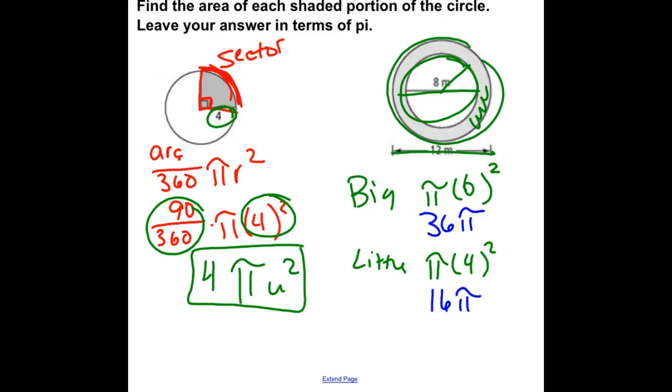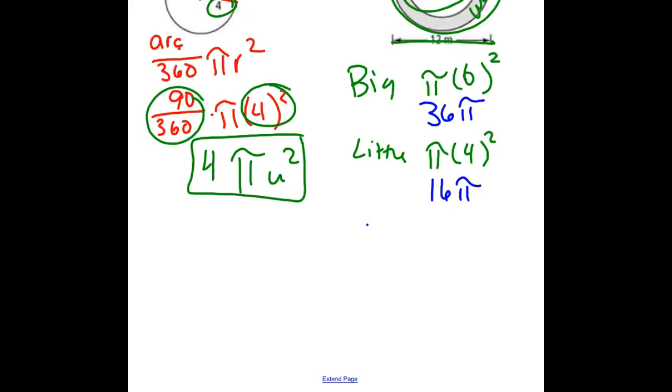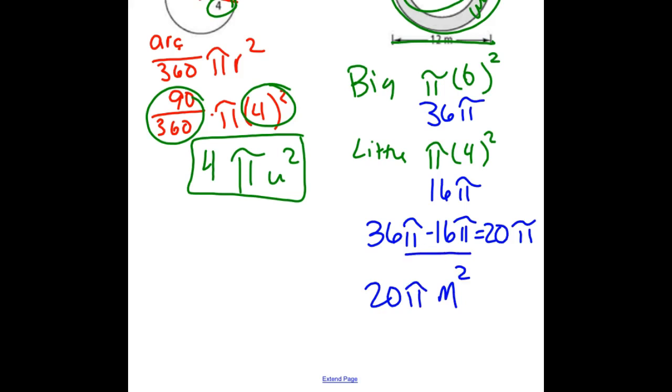I want the big with the little taken out. It's like a donut. It's got an empty center. So essentially, I just take the big part, 36 pi, and I subtract off the little part, 16 pi. Since they both have a pi, I can subtract the numbers out in front. 36 minus 16 is 20. And I tack on my label with it. I get 20 pi. I've got meters, and it's an area, so I square it. And that's it.